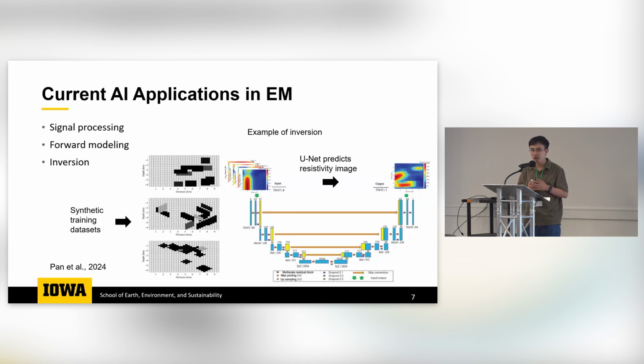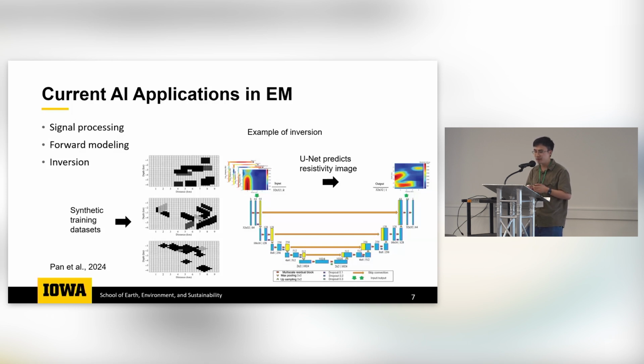As we mentioned in the challenge, there is a lot of inversion uncertainty. So here's an example from other researchers. They generate a lot of synthetic training data sets, as shown in the figures on the left. They combine a lot of cuboids in the subsurface and generate resistivity models to represent the subsurface. Then they use a UNet. UNet is a convolutional neural network, which is very popular in CT image processing. So they transform CT images to geophysical images to help with inversion.